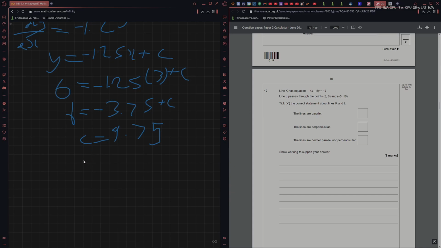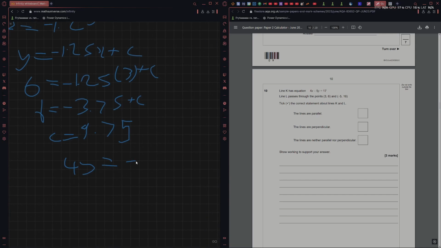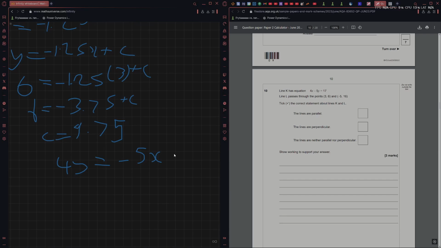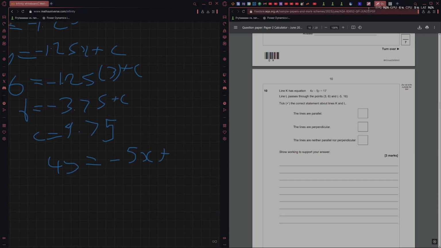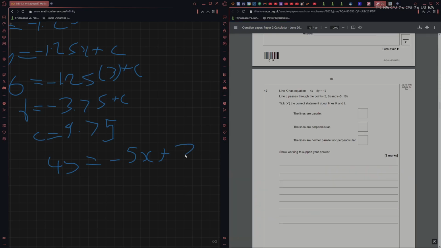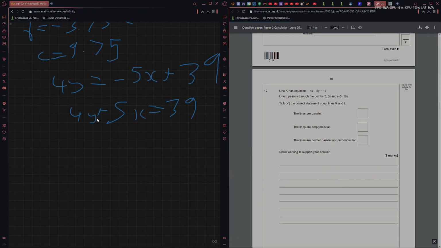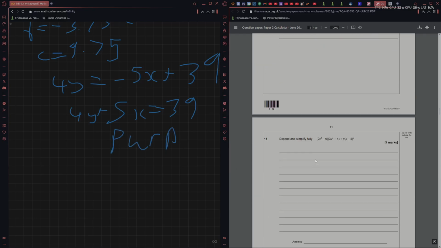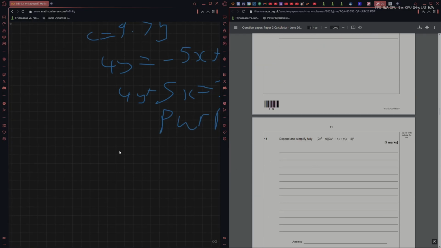I think this is right. If we times it by 4, we get 4y equals negative 5x plus 39. What's 9.75 times 4? 39. So I found the equation. I can't be bothered with anything else. I think that's perpendicular. I'm not doing anything else. If it isn't, I've got the other 2 marks.